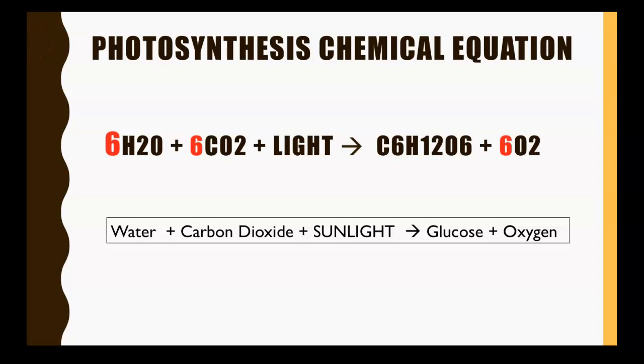And then when you put the chemical equation in words, it is water plus carbon dioxide plus sunlight produces glucose and oxygen. Okay, so it is essential that you know the balanced chemical equation for photosynthesis, as well as the equation for photosynthesis in words.